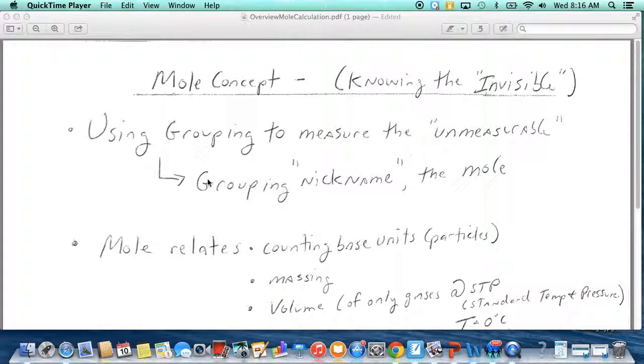This is a discussion on the mole concept. You should have already printed out this handout that you're seeing, the overview of the mole concept. It's a PDF.